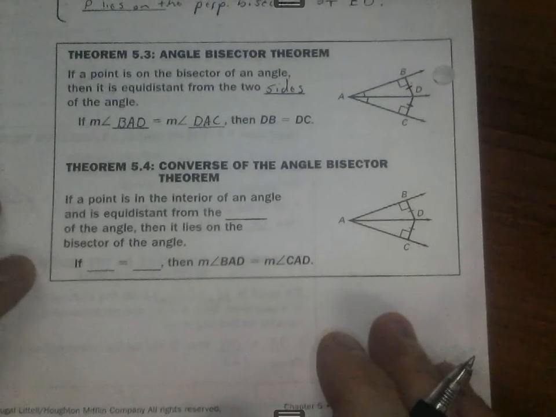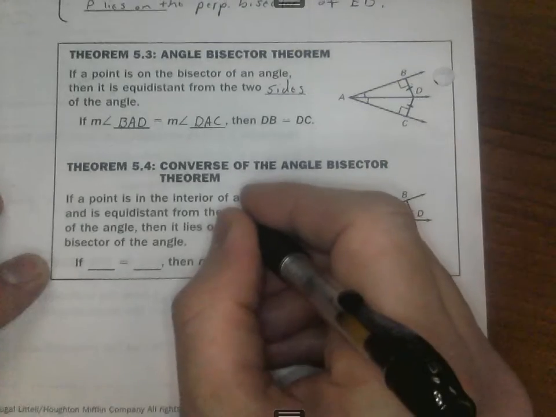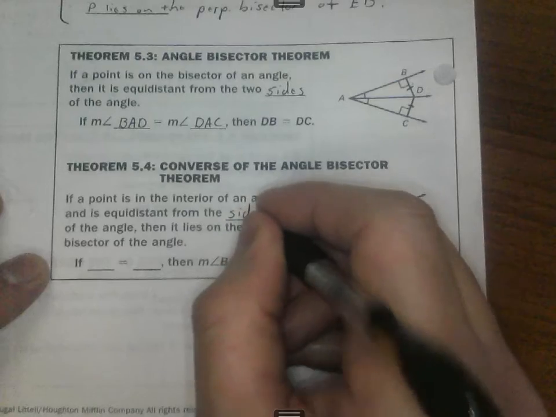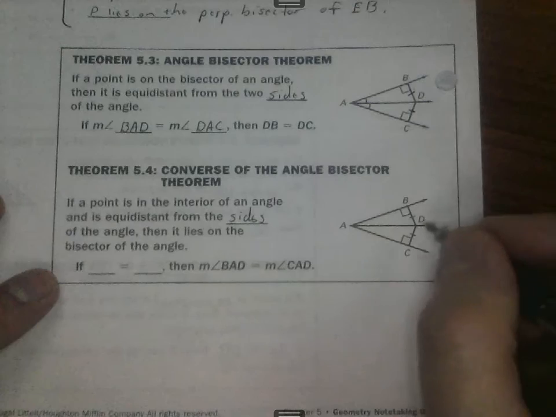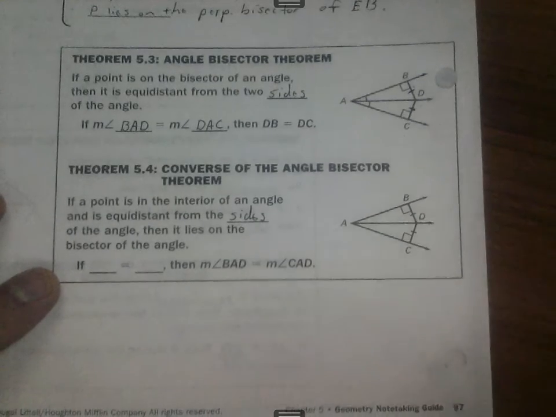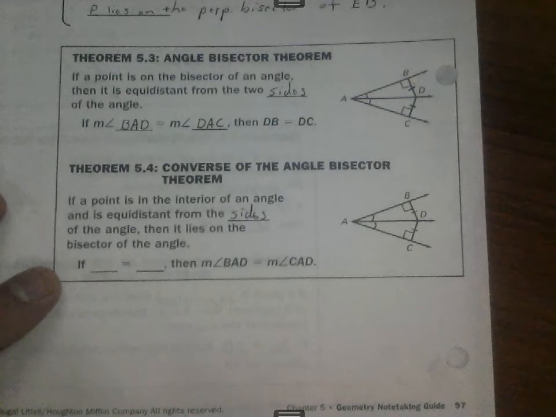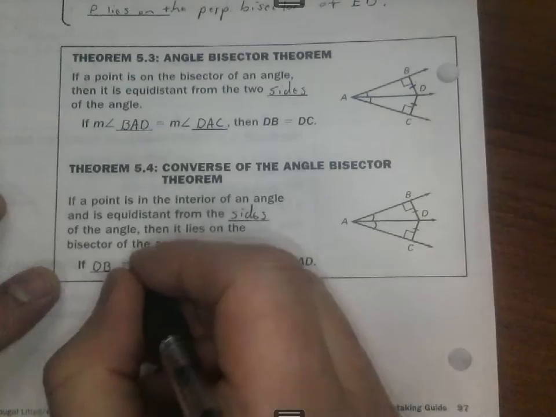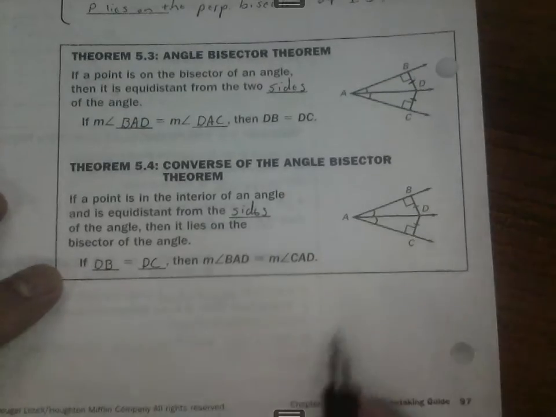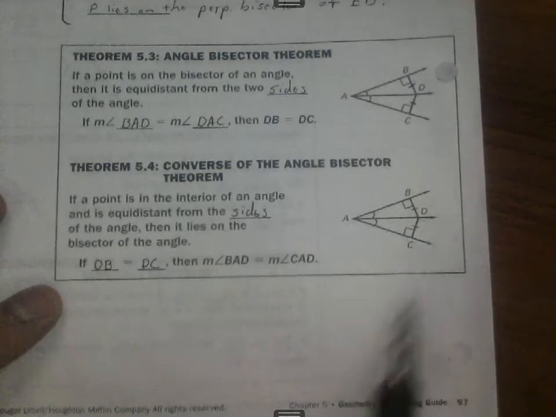Theorem 5.4. If a point is in the interior of an angle and it is equidistant from the sides of the angle, then it lies on the bisector of the angle. So if we know this and this are congruent, then we know that the angles are also congruent. Therefore, if DB is equal to DC, then we know that the measurement of BAD is equal to the measurement of CAD.